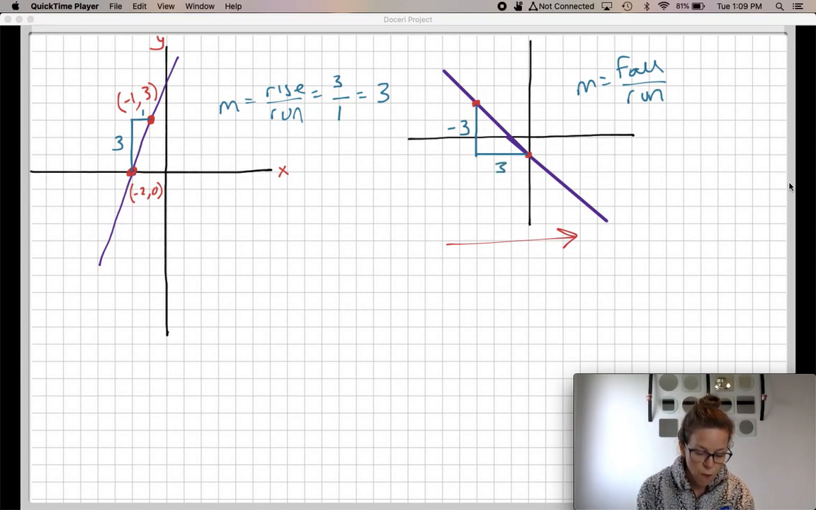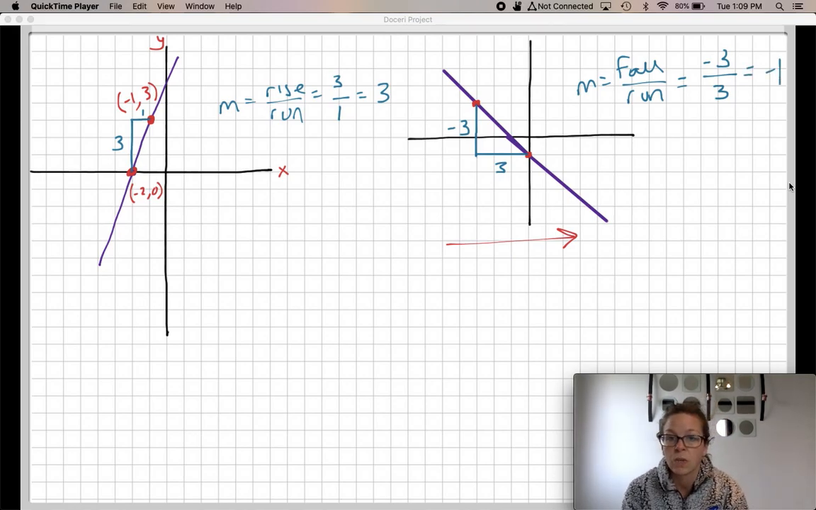So rise, in this case really fall, -3. Run to the right, 3 boxes. We can reduce that down and we get an answer of -1. And then we do expect a negative on this one because it is one of those falling lines. So that's something you can always verify in your answer at the end to make sure that you have the positive and the negative correct.